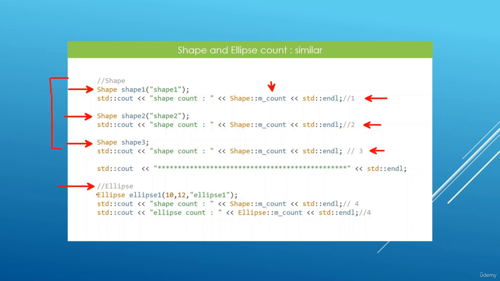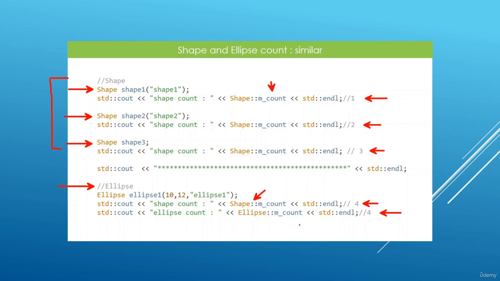We go down and create a new object, which is of ellipse type. If we print the shape count, we're going to get 4 because an ellipse is a shape. And ellipse is inheriting the static variable from shape. So we're going to get a 4 printed out here. But if we also print ellipse count, we're going to get a 4, even if we really just have one ellipse.